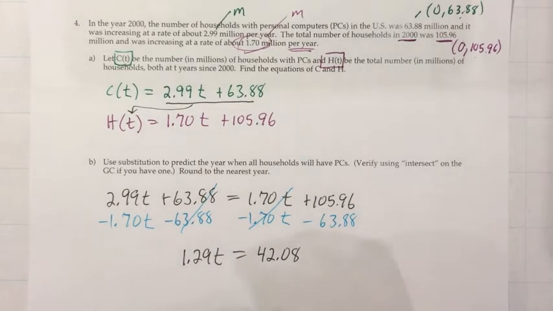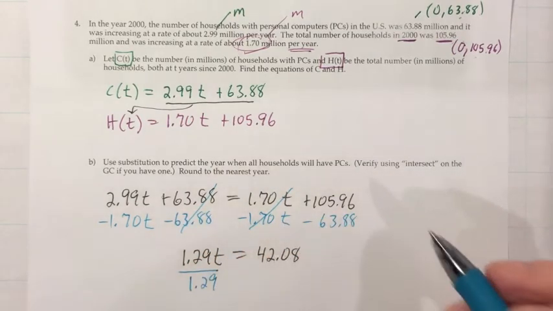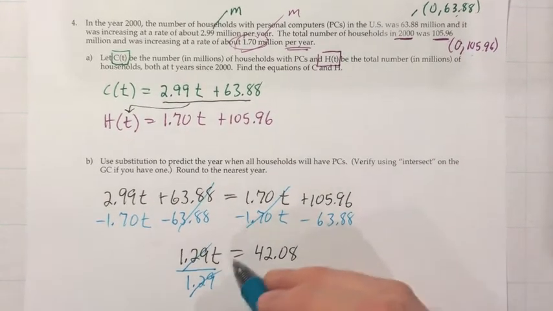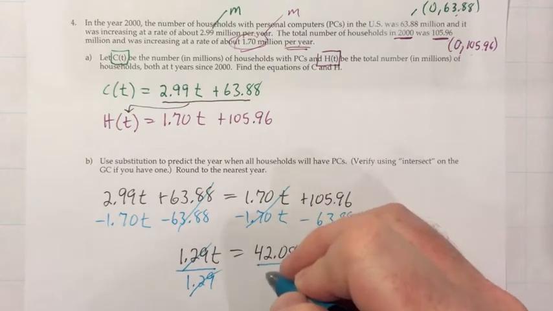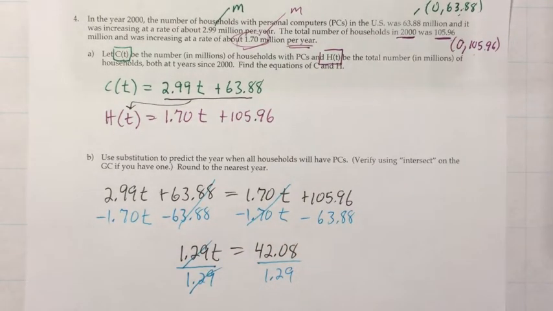And then I want to get t by itself, so I need to get rid of this 1.29. It's connected by multiplication, so if I divide both sides by the 1.29, those two will cancel because 1.29 over itself is 1, and 1 times t is just t. But if I'm going to do that division on the left, I have to do it on the right as well to keep things balanced.